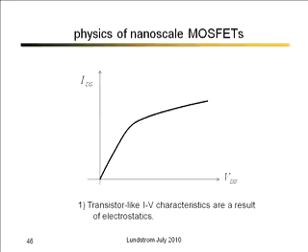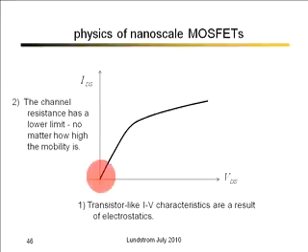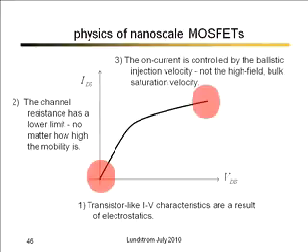Okay, so just to leave you with a thought, these transistor characteristics are primarily a function of the electrostatics of the problem. It's important for us to realize as we make the channel shorter and shorter that the current doesn't scale as W over L, it approaches a limit. And the on current is not controlled by any high field saturation velocity, but by a ballistic injection velocity.